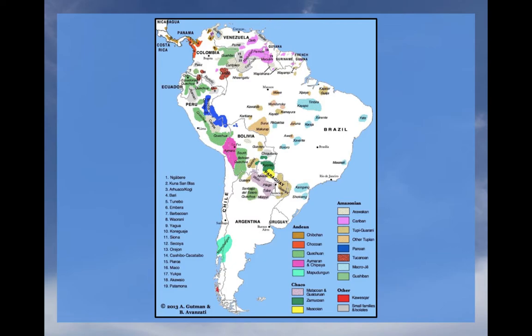Okay, so this right here shows the different tribes and kind of where they were. So you can see this right here is where the Incans were, okay, in this general vicinity here.